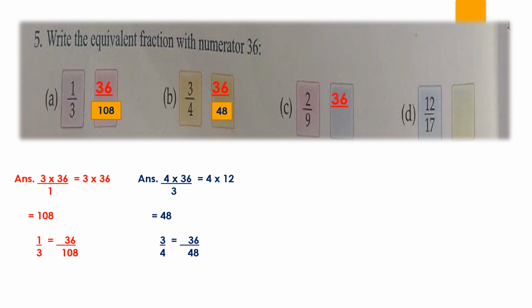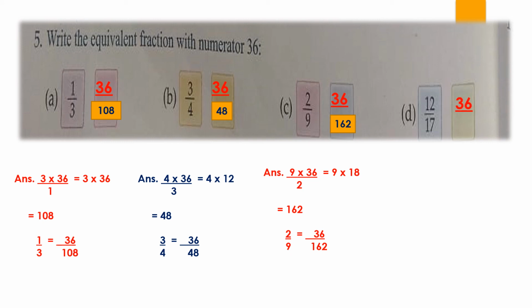Now 2 upon 9 equal to 36, and the denominator you have to find out, children. So same way, cross multiplication, 9 into 36 upon 2. Now 2 and 36 can be divided: 2 18s are 36, 2 1s are 2. So 9 into 18 will give you 162. That you will write on the denominator. So 2 upon 9 is equivalent to 36 upon 162.